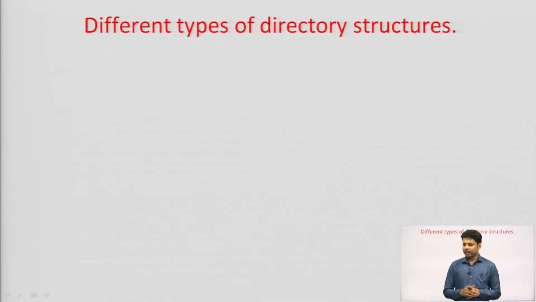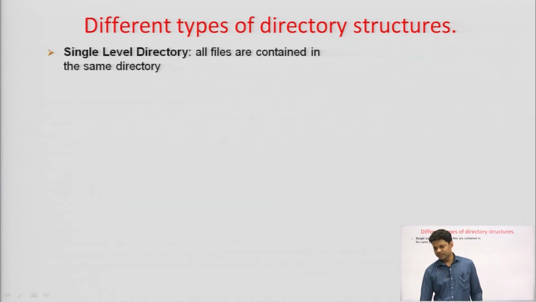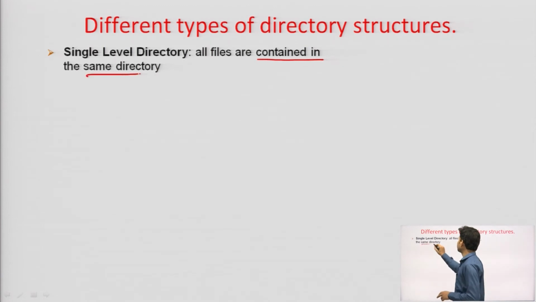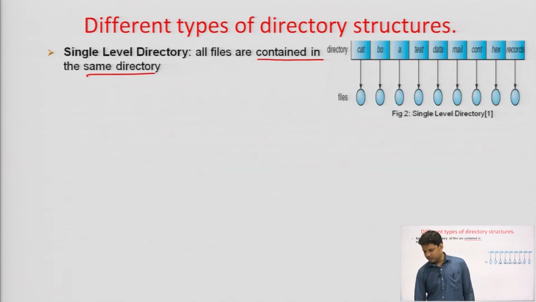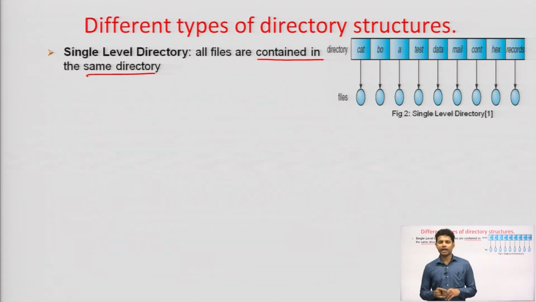Here we will see the different types of directory structure. First is the single level directory. All files are contained in the same directory. This will be clear when we see the diagram. Here you can see all the files are kept in the same directory. There are some problems associated with this single directory structure.